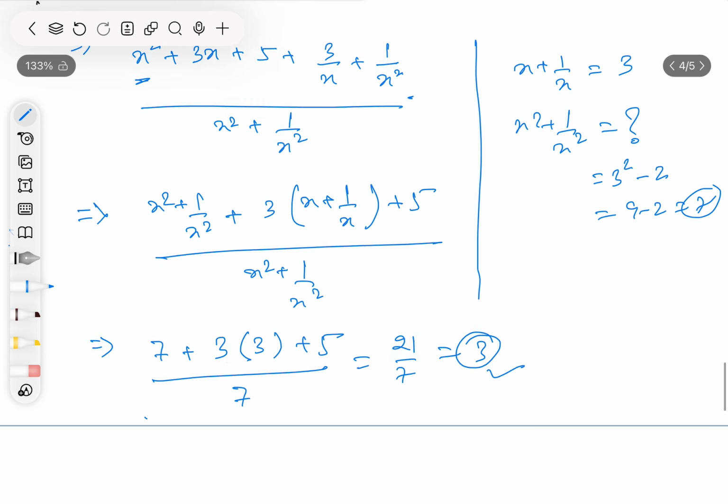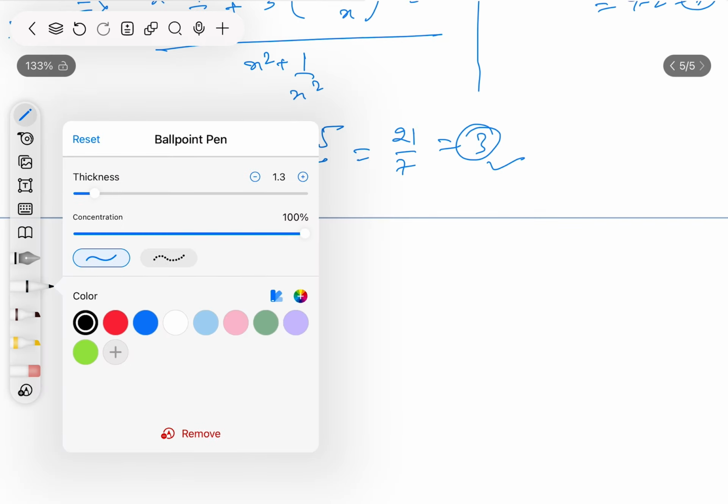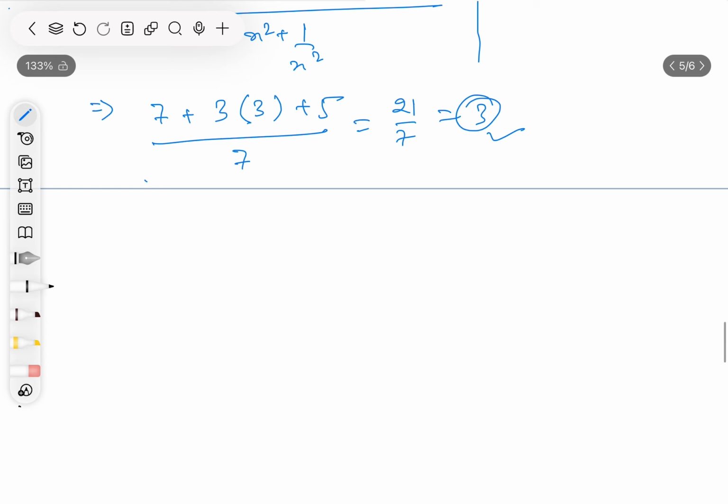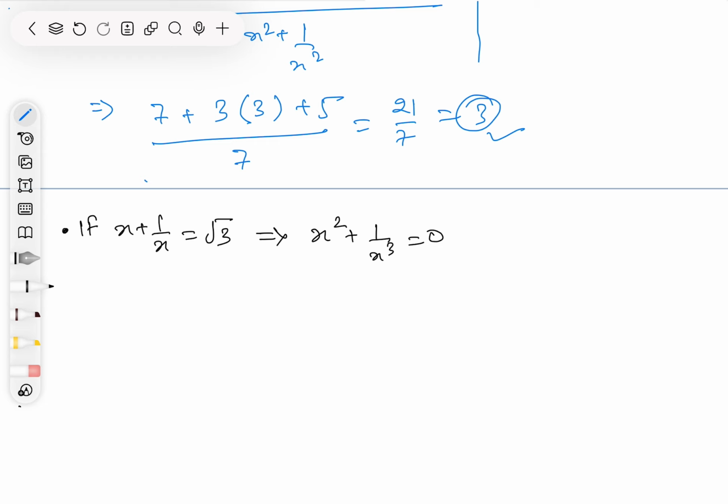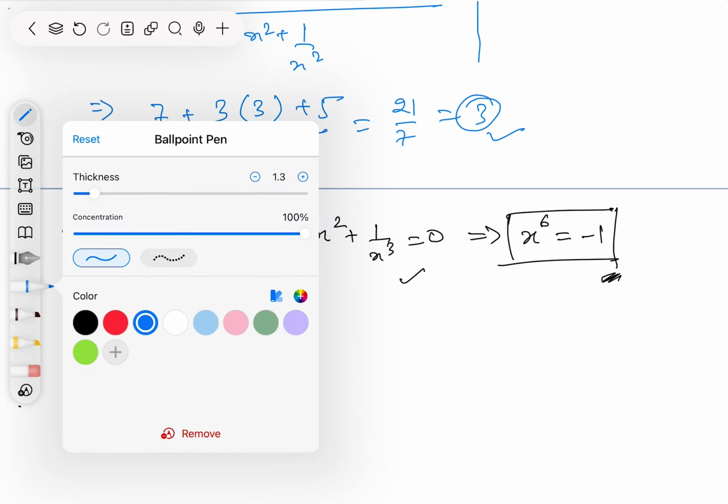Let me tell you about one more very important identity. Let's say x plus 1 by x is given as root 3. Then this is basically nothing but x plus 1 by x whole cube equals 0, which is nothing but x to the power 6 equals minus 1. So in case in any question you are given this or this, you can conclude this. And if you don't believe me, let's see the proof.